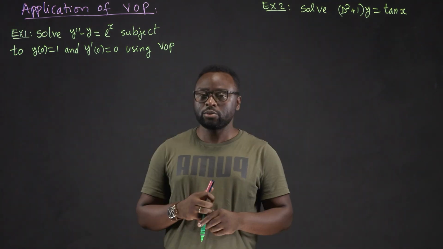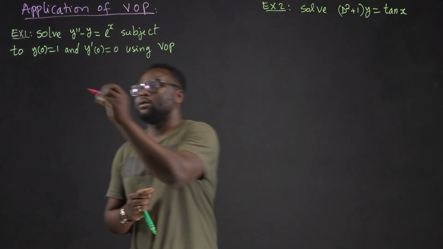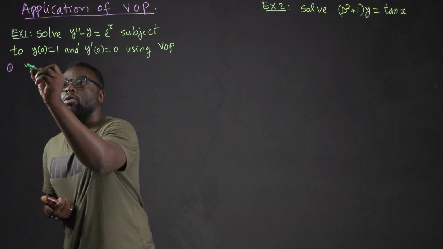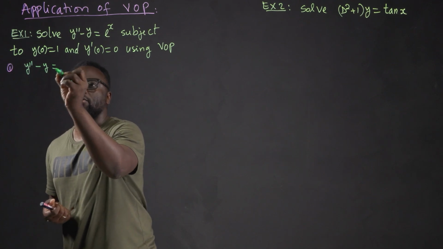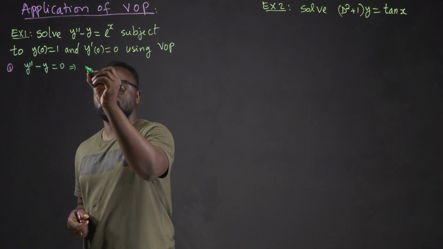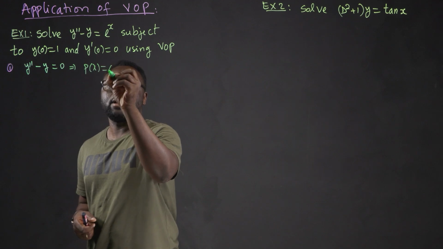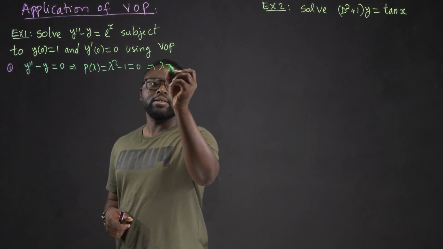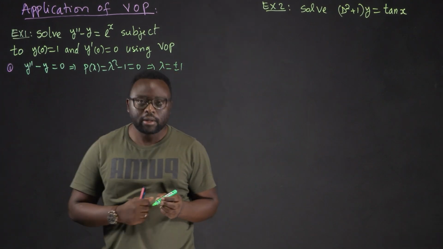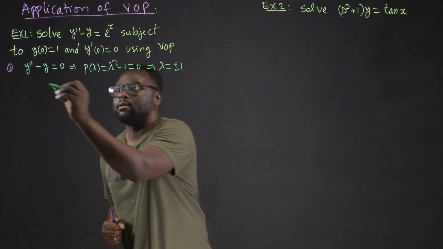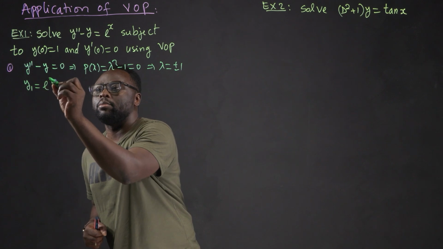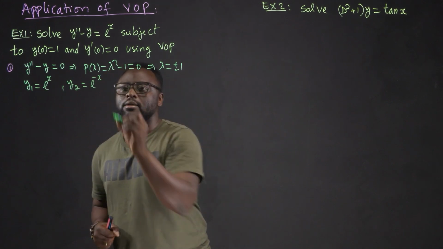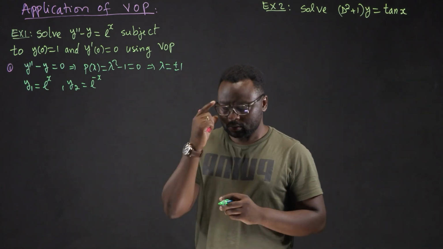The first step says that you have to solve the homogeneous equation. Solving the homogeneous equation here means the second derivative minus y is equal 0. So the auxiliary polynomial here is lambda squared minus 1 equals 0. So this means lambda is equal plus minus 1. Okay? This is what we obtain. Then y1 is equal e to the power x, and y2 will be e to the power minus x. So this is the homogeneous solution.